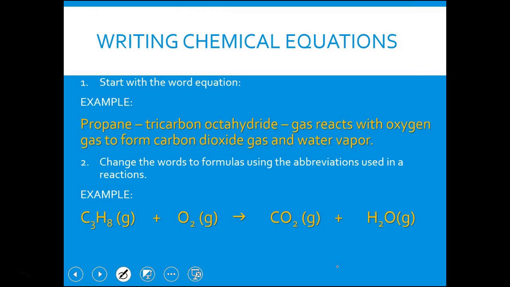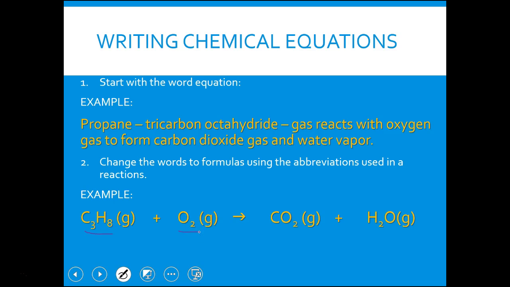So writing a chemical equation. We start with a word equation. Example, propane, tricarbon octahydride gas, reacts with oxygen gas to form carbon dioxide and water vapor. First, we want to change those words to formulas using abbreviations. So we basically write the chemical formulas, and you can see what we've done. Propane, tricarbon octahydride, there it is. Reacts with oxygen gas, there it is.